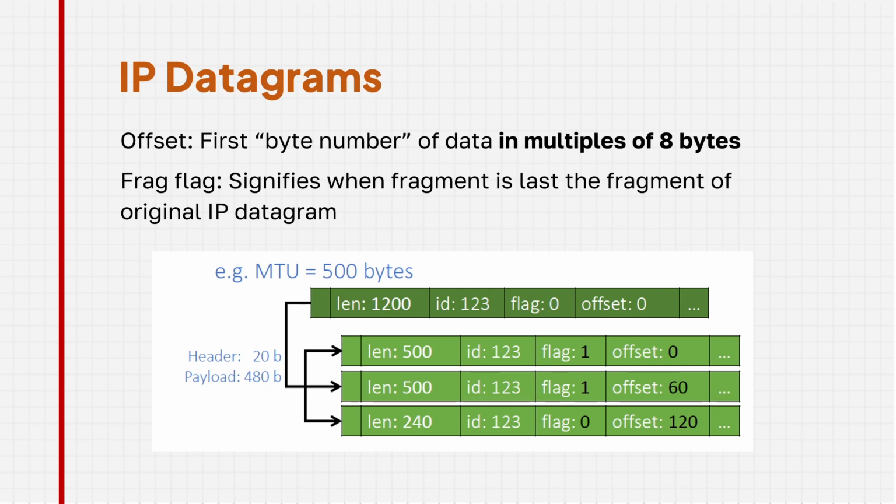Okay? So in that case, the offset here is basically the first byte that will be sent in sequence. Hence the offset will be 480 divided by 8 bytes. That is your 60 here. Okay? So you can think of it similar to a sequence number in a sense, but the sequence number divided by 8.